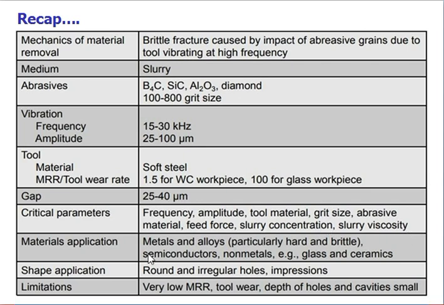Now we are talking about the material application. That is, over which material you are going to apply this particular USM process. So the answer is metals and alloys, and particularly they should be hard and can be brittle. It can be semiconductor. It can be non-metals too, for example glass and ceramics. What are the shapes of application you are going to use? That is round and irregular hole impressions that can be produced by this particular process.